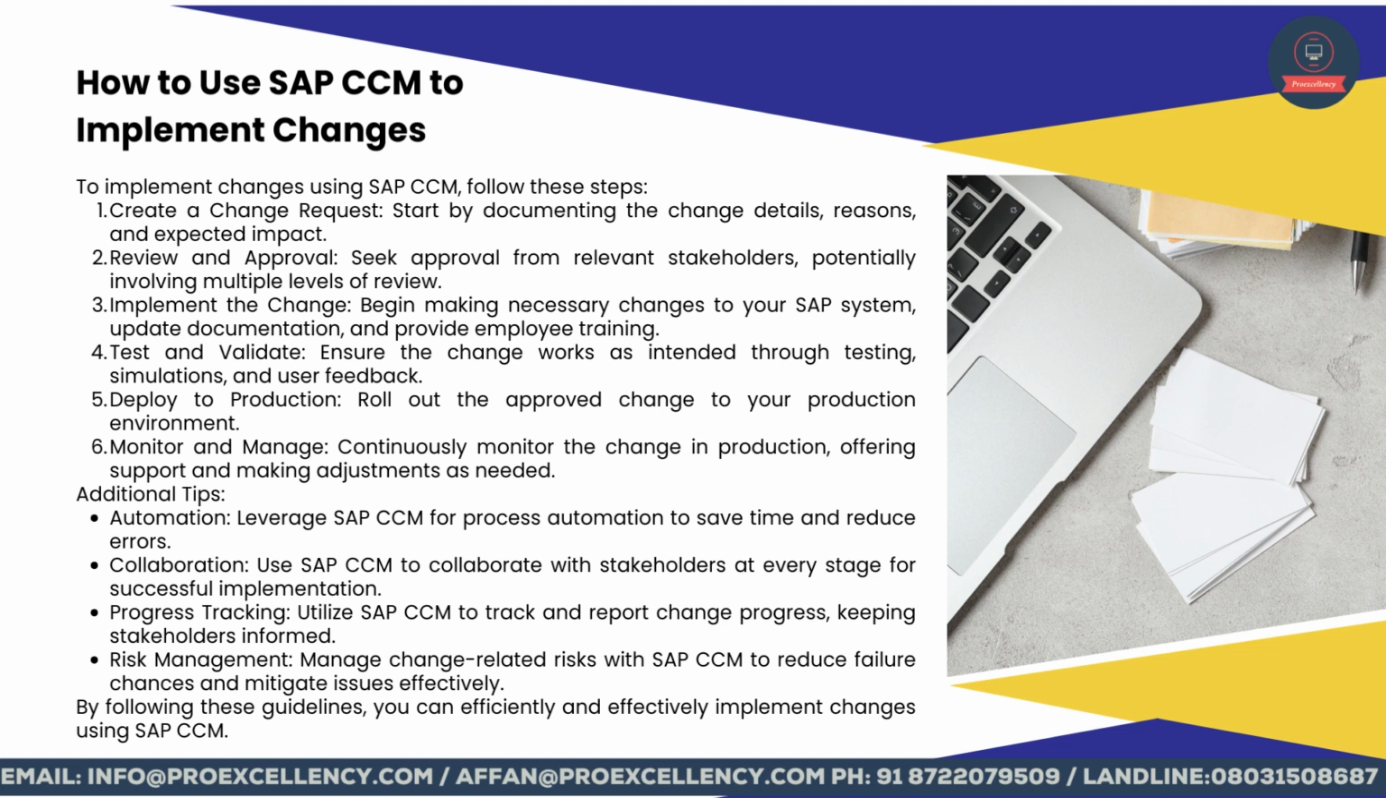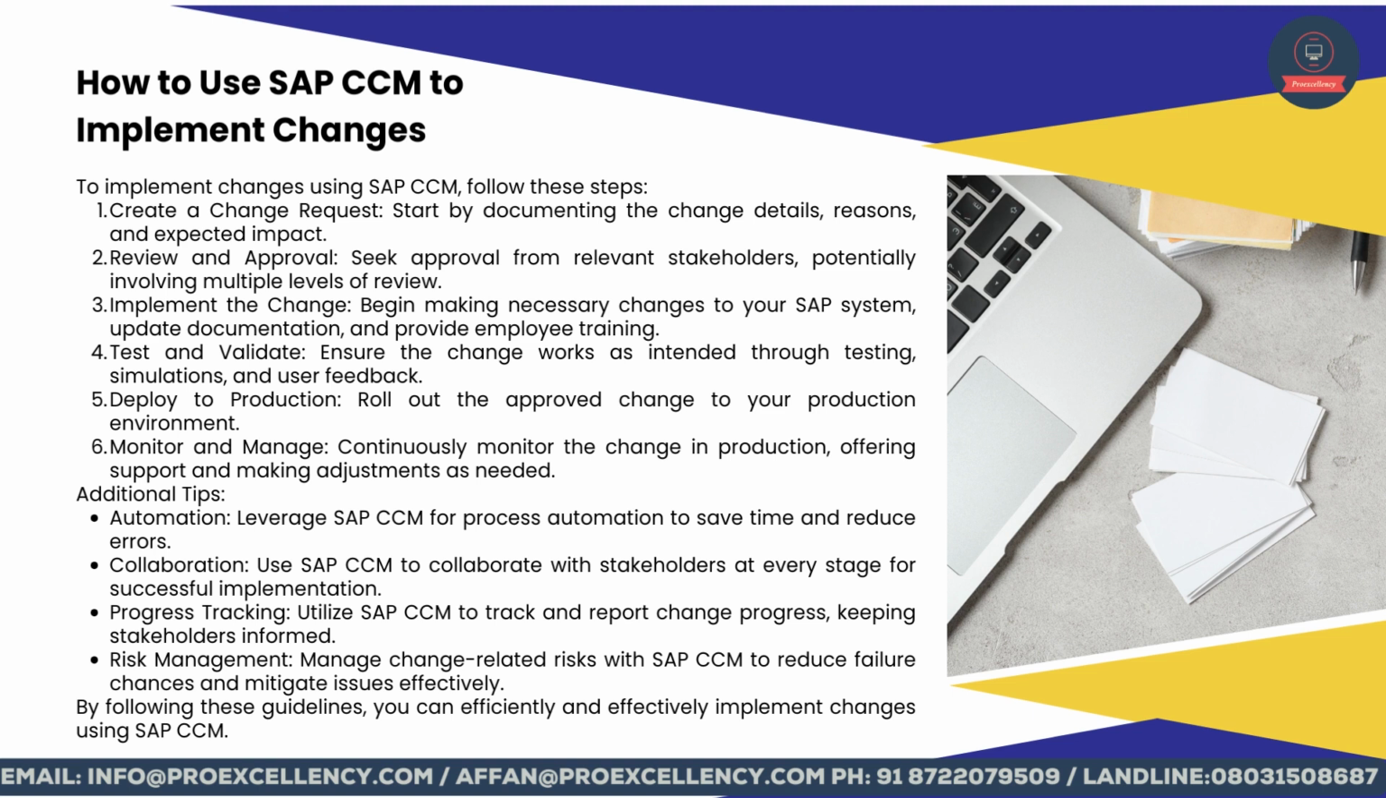Implement the change. Begin making necessary changes to your SAP system, update documentation, and provide employee training. Test and validate. Ensure the change works as intended through testing, simulations, and user feedback. Deploy to production. Roll out the approved change to your production environment. Monitor and manage. Continuously monitor the change in production, offering support and making adjustments as needed.